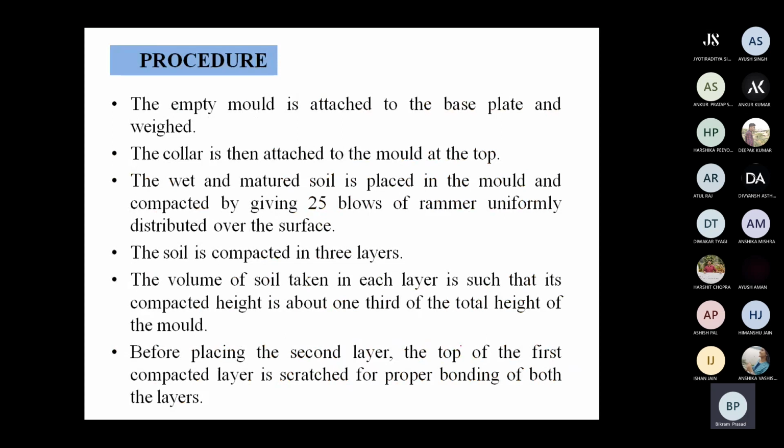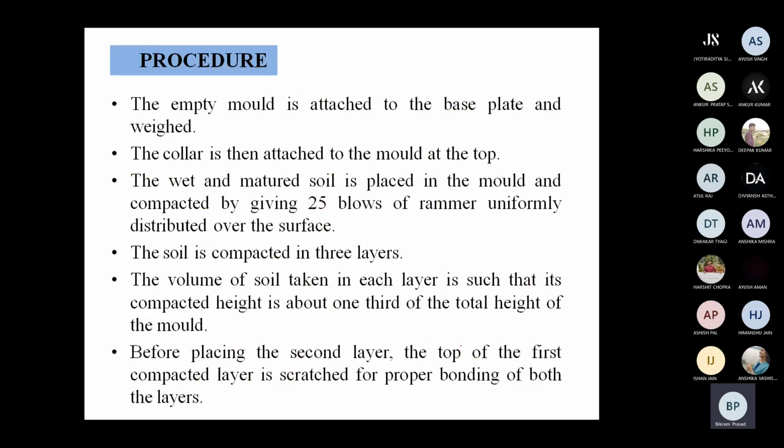The procedure we will be adopting here: the empty mold is attached to the base plate and it is weighed. The collar is then attached to the mold at the top. The wet and moist soil is placed in the mold and compacted by giving 25 blows of the rammer, uniformly distributed over the surface. So you can understand what we have to do. We get the weight of the mold first, then attach it to the base plate, the collar is then attached, and then the soil is placed in the mold.